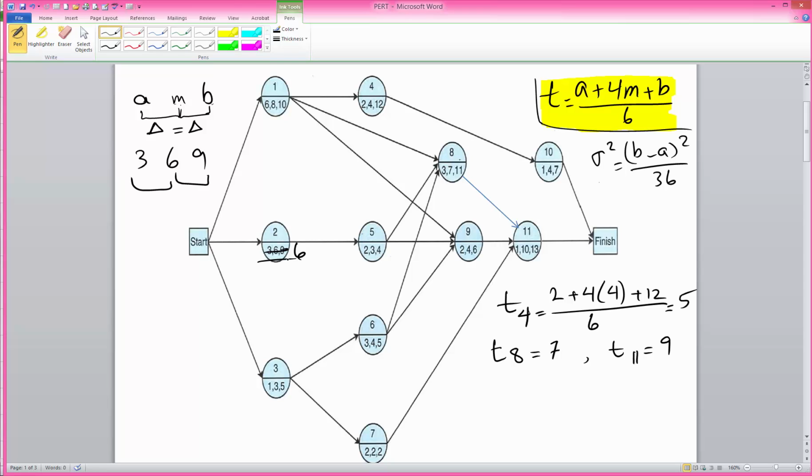For activities that rule does not apply to, we must use this equation right here. I have done it for activity 4. You can see that activity 4 has these durations. Those have been used to compute an average time of 5. If the time that you compute as an average is not a whole number, go ahead and at least use 1 or 2 decimals, because if these are months, then the fraction of a month can make a big difference in the delivery time of the project. So activities 8 and 11 also must use that equation.